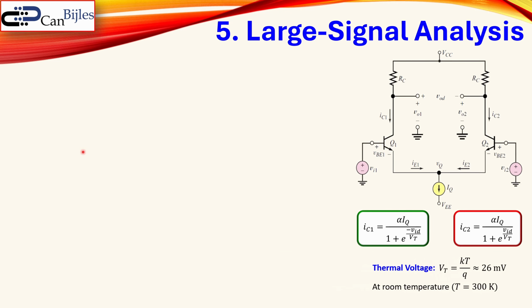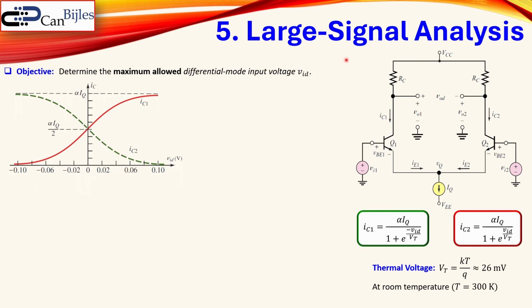Okay, let's continue and then dive into more detail. Let's look at an objective, which is an example. We will determine the maximum allowed differential mode input voltage for this situation. So we have here again our plot. We see here again the IC1 and IC2 as a function of the VID.